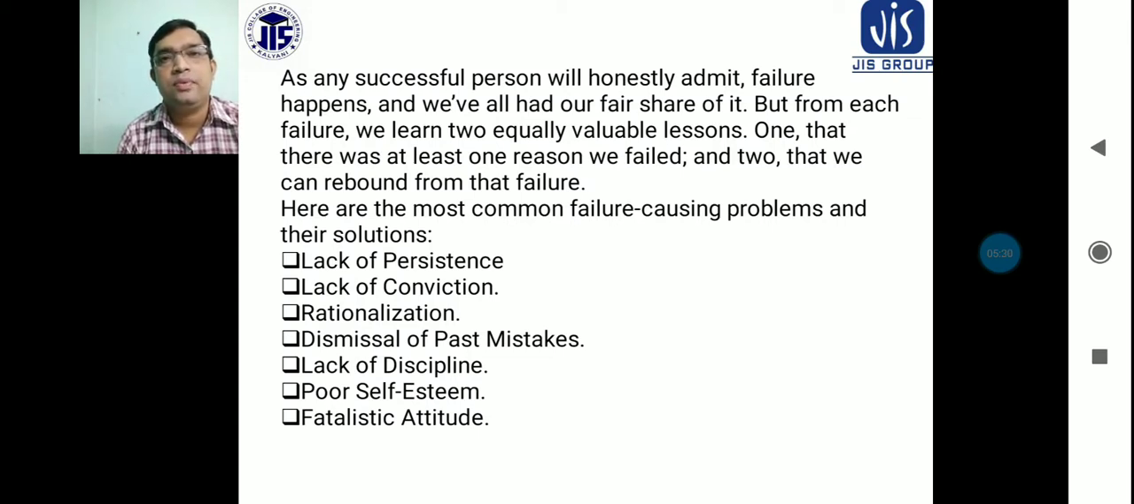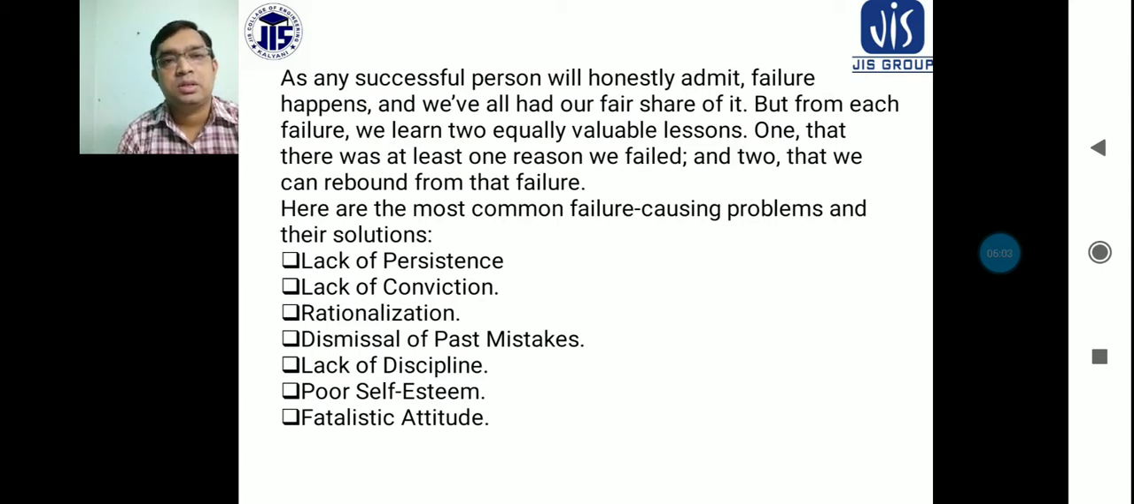At least one reason we failed will be considered, and two, that we can rebound from those failures will be considered. Here are the most common failure-causing problems and their solutions, like the lack of pre-resistance. According to the lack of resistance, or the pre-resistance, the solutions will be considered, and which type of pre-resistance will be required.